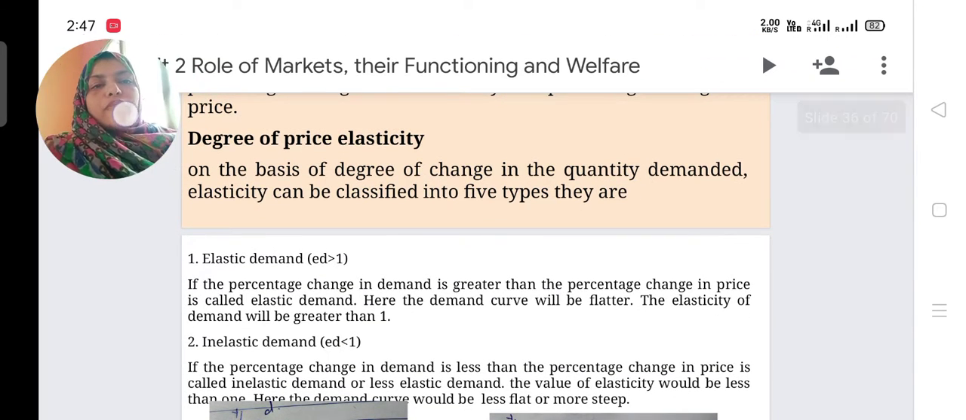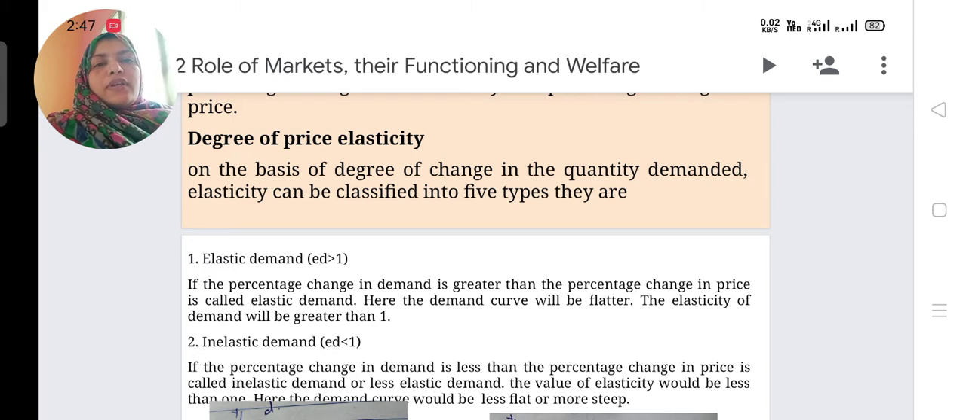Let us continue our topic, degree of elasticity, price elasticity of demand. It can be classified into 5 types, such as elastic demand. Its value will be greater than 1. If the percentage change in quantity demanded is greater than the percentage change in price, it is called elastic demand. Here the demand curve will be flatter.